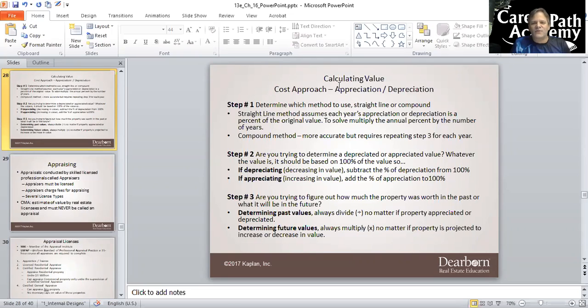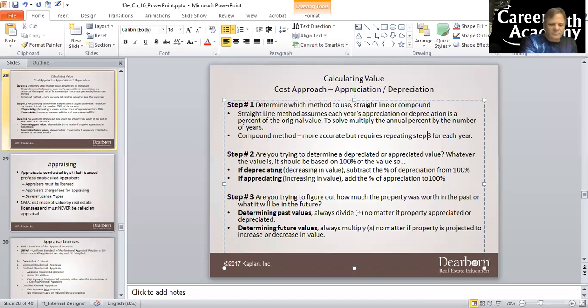But here are the steps for calculating depreciation. Step one is to determine which method to use, the straight line or compound method. A straight line method assumes each year's appreciation or depreciation is a percentage of the original value. To solve, you'll multiply the annual percentage by the number of years. Compound method is more accurate, but requires repeating step number 3 once for each year.